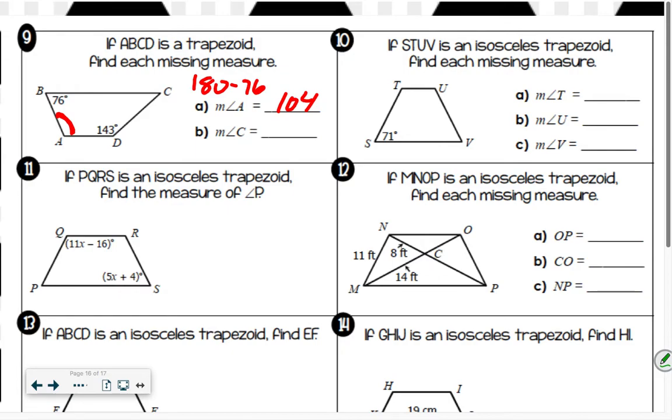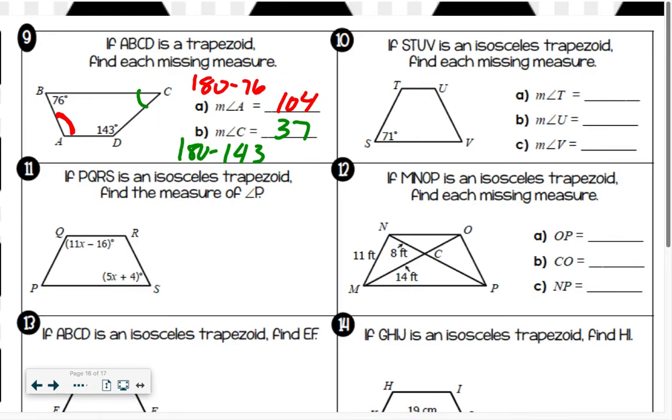Okay, also looking for angle C. And I know that it is supplementary, as it's 180, to which one? 76 or 143? Oh, D. So I take 180 minus 143 and now get what? 37. Thank you. Okay. Is that one good?